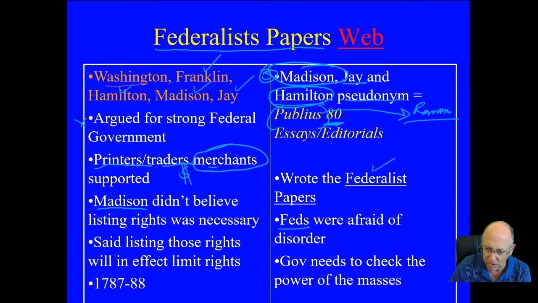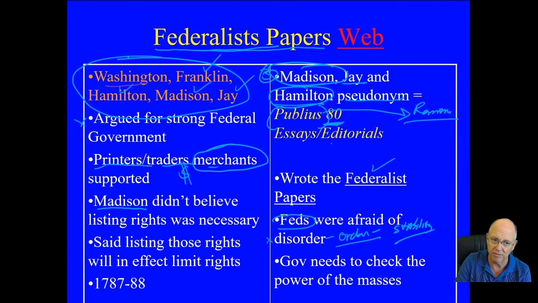Again, the Federalists were afraid of disorder. They wanted order in society. They wanted stability, which is what we should all want. That's what makes a large society function: order and stability, as well as rights and liberty and equality and popular sovereignty, all those things. Okay, and so that's the Federalist Papers. These are examples of Federalists. These are their ideas. Make sure you know that.